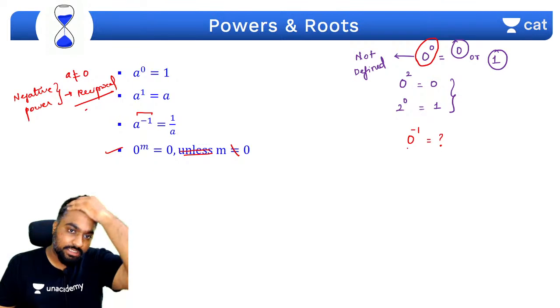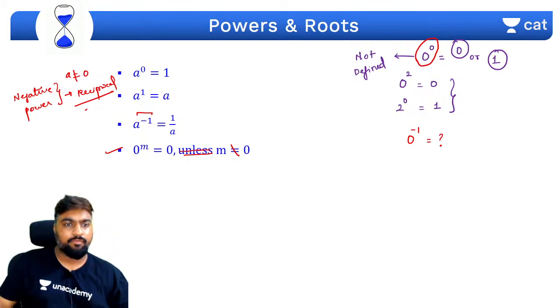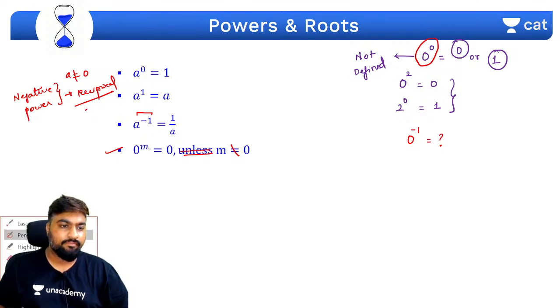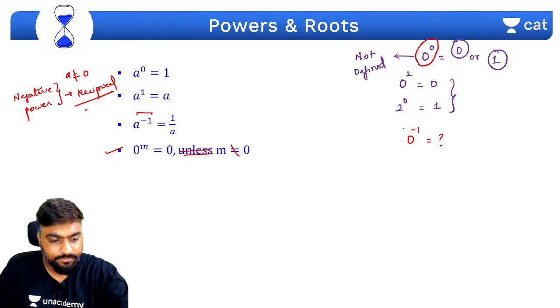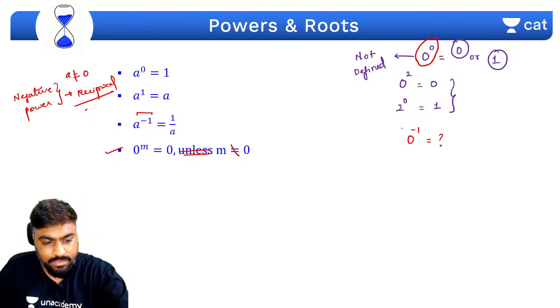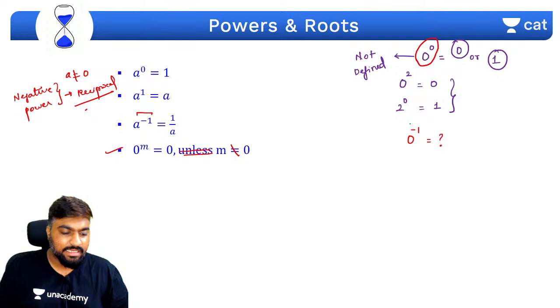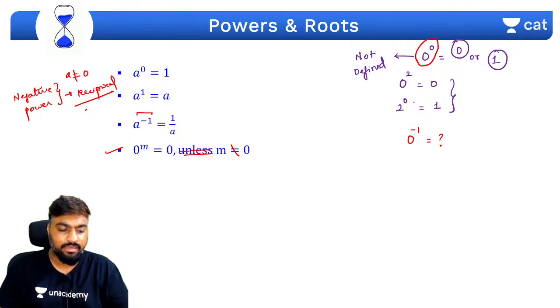If 0 raised to any power is 0 except for 0, what is 0 raised to the power minus 1? Quickly tell me. 0 to the power minus 1, what will its value be? Anybody? 0 raised to the power minus 1, should it be 0? Infinity? 0, not defined. Okay.